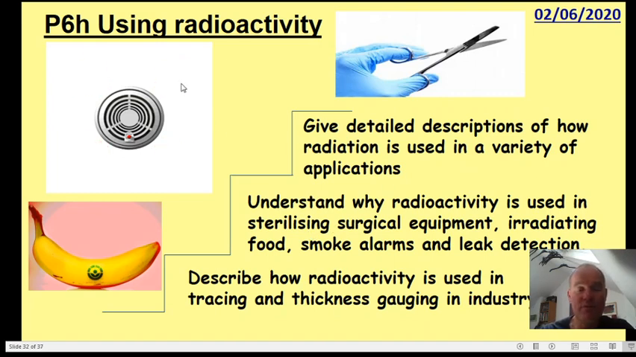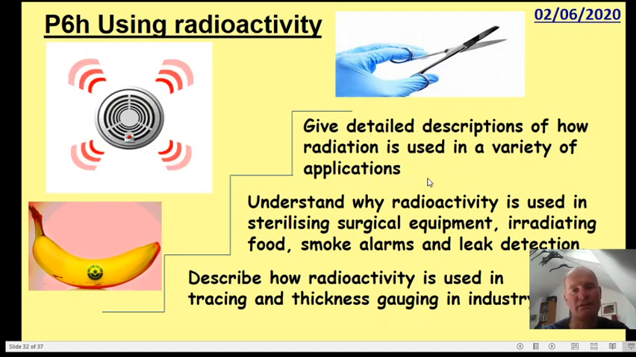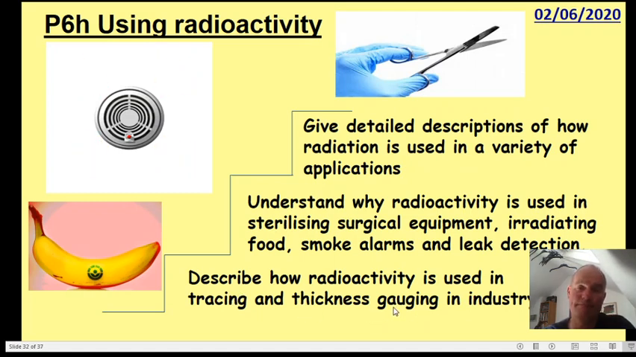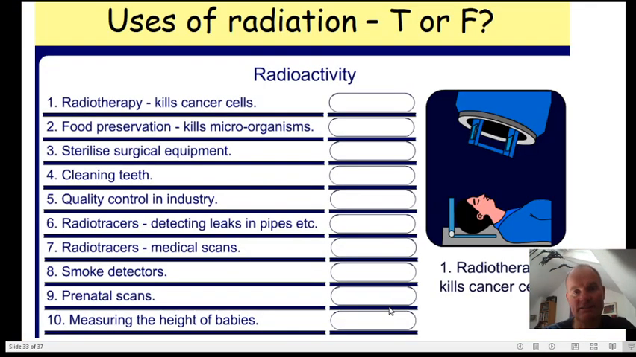Okay then, so hopefully after working through this session we've hit these objectives. Detailed descriptions of how it's used in applications. Again, I've sent the diagrams out. Understand why it's used in sterilising surgical equipment, irradiating food, and all the stuff we talked about. And in the manufacturing and engineering field, how does it work there? Because radioactivity has a lot of really important uses in everyday life. Medical uses are a separate topic, and that'll be the next lesson.